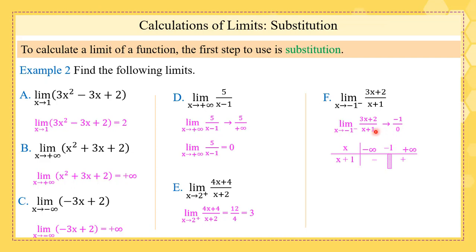Now, how do we check? We draw a small sign table for x plus 1. Now, this is x plus 1. Its root is negative 1. And because it's of degree 1, we use opposite, same. Now, what do we mean by negative 1 minus? This minus, which is here, means that we are on the left of negative 1. So we are on the left of negative 1, and in this case, you see x plus 1 is negative. So this 0 becomes negative. So this is negative 1 over 0 minus, which tends to plus infinity.